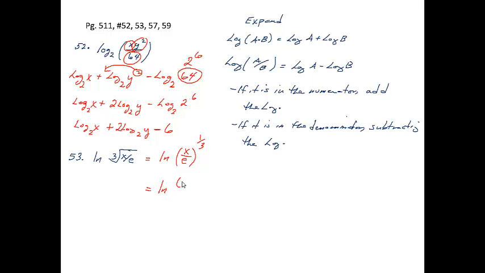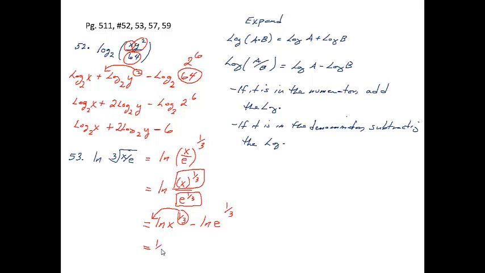Which is the natural log of x to the 1/3 power divided by e to the 1/3 power. If the quotient is being raised to the 1/3 power, each piece of the quotient is raised to the 1/3 power. And then I can expand this, right? So I have 2 pieces here, x to the 1/3 power and e to the 1/3 power. X is on top, so his coefficient is going to be positive, so that's the natural log of x to the 1/3 power. E is on the bottom, so I need to subtract his natural log of e to the 1/3 power. Then this power must become the coefficient.